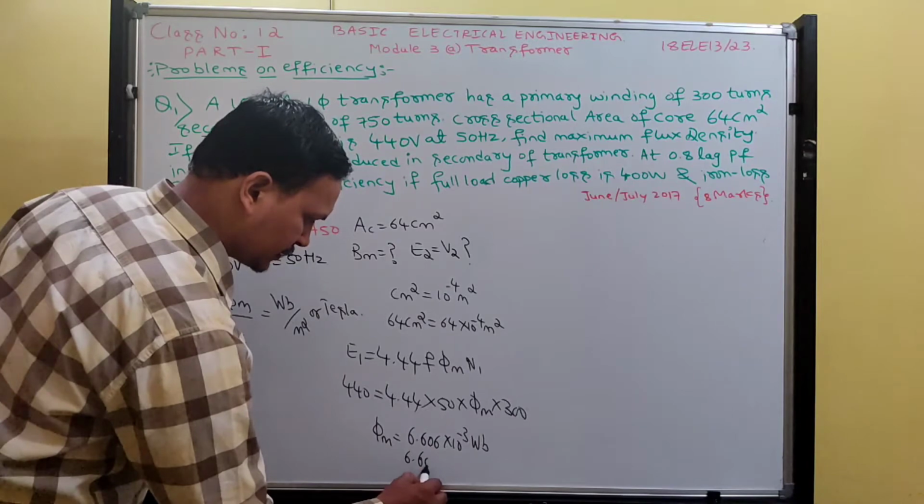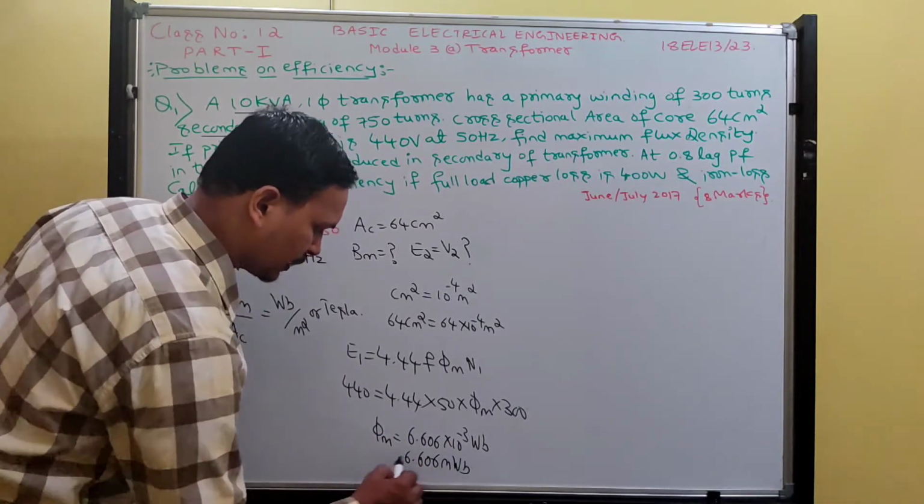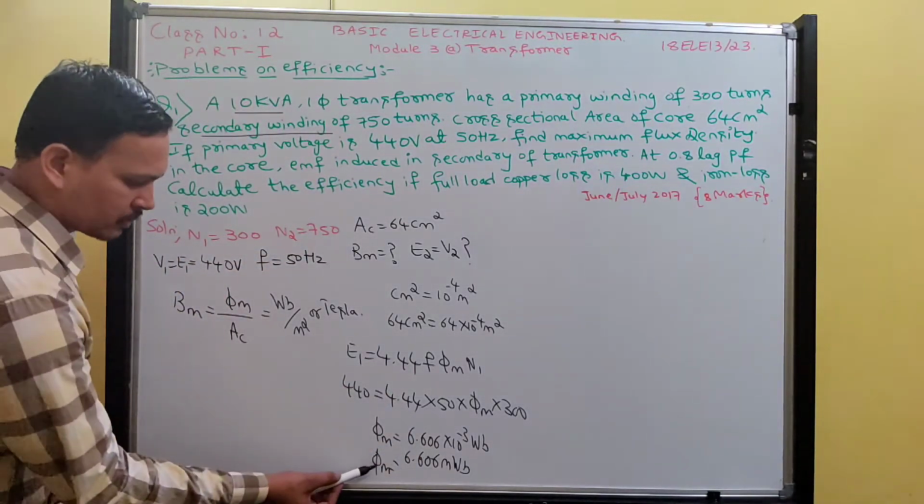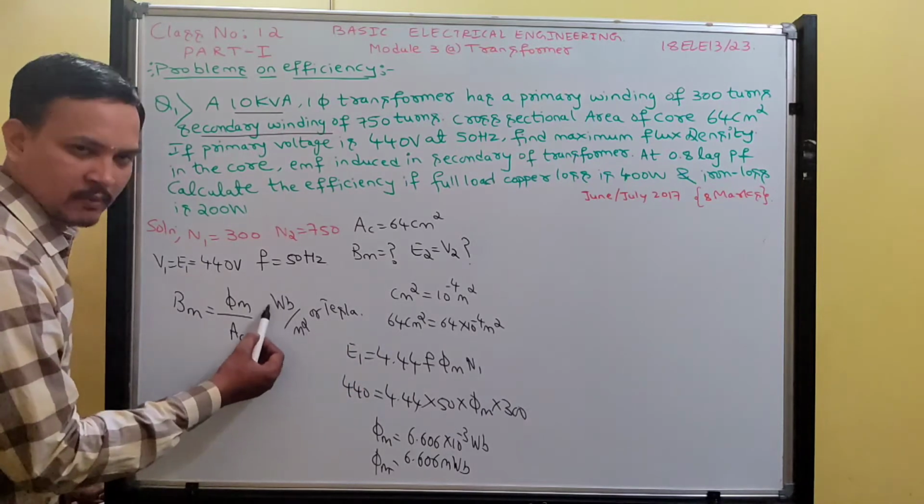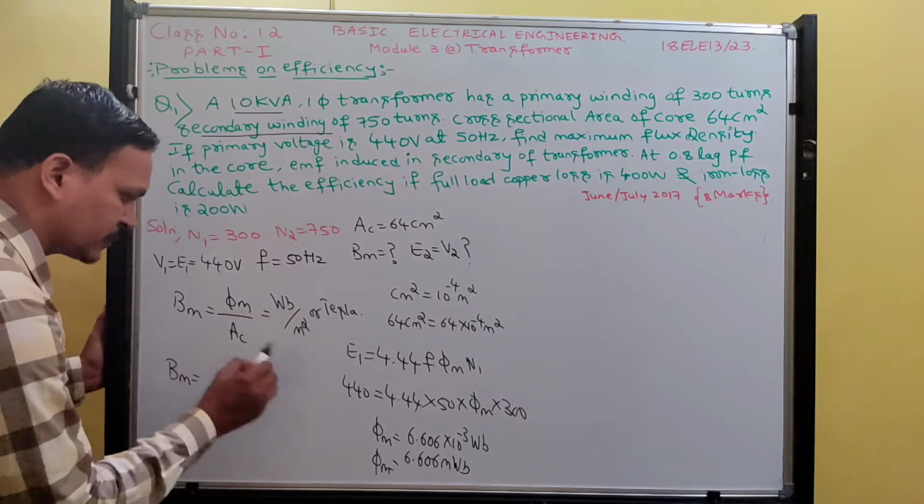Otherwise, 6.606 milliweber. So we got the maximum flux as this much. Now substitute the maximum flux here and the area of the core here. The unit is Weber per meter square. So by substituting that, we get Bm.